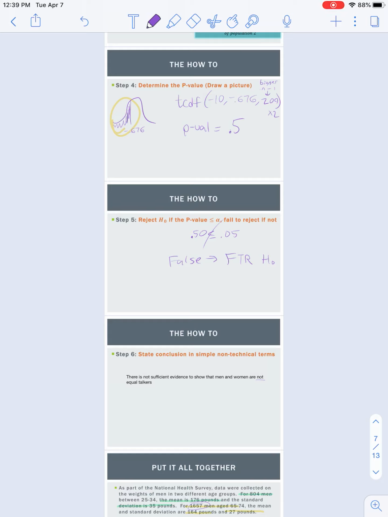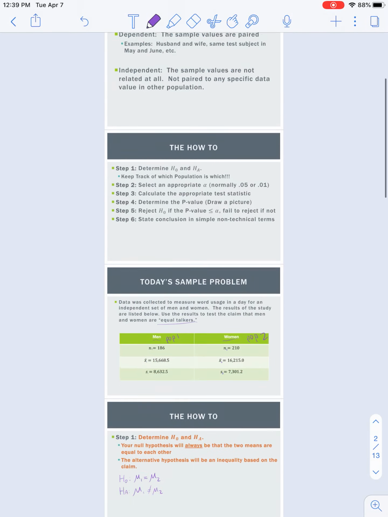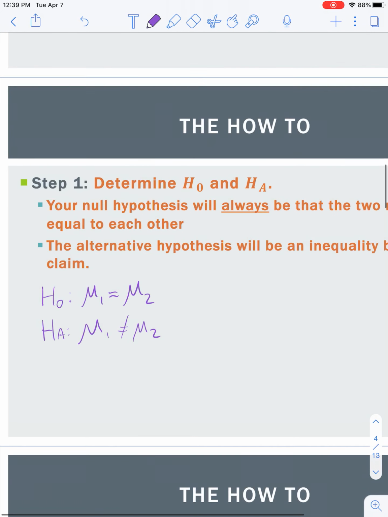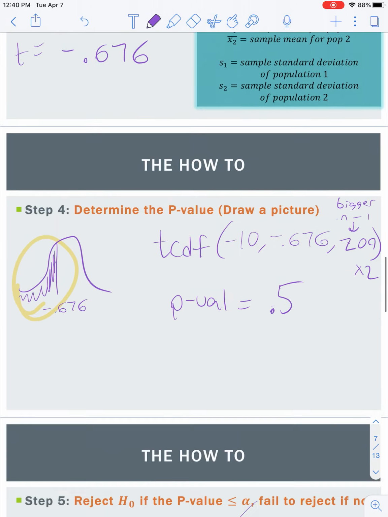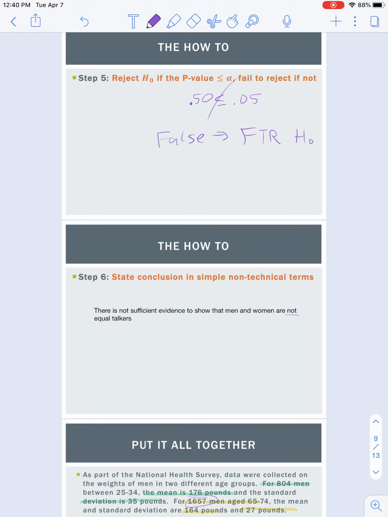So remember, we're always talking about the alternative hypothesis. Well, the alternative hypothesis here said the men average and the female average are not the same. So that's what I have to say in my conclusion. I didn't show that they're not the same. So there's not sufficient evidence to show that men and women are not equal talkers, which basically says we think that they might be equal talkers because I can't show that they're not. And that's it for that problem.